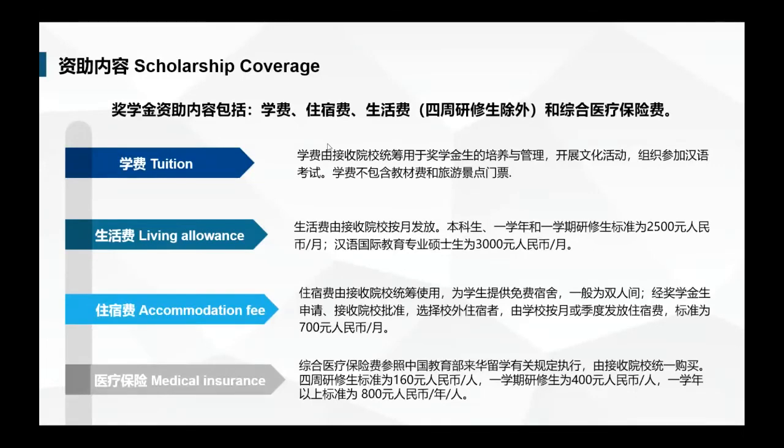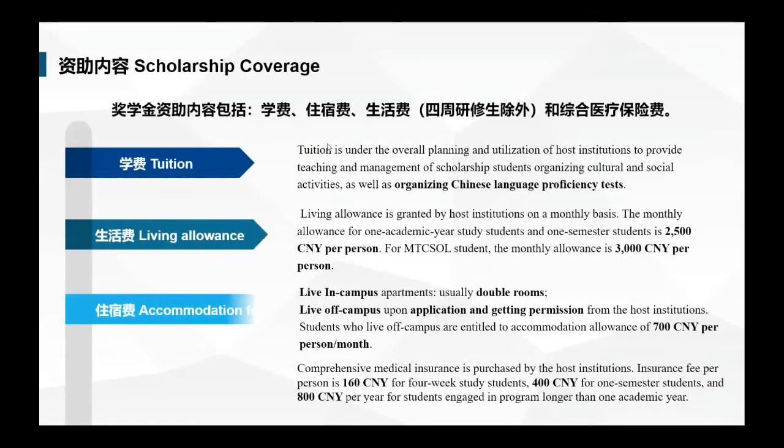Okay, this page is the Chinese version, and the next page will be the English version. Please have a look. The monthly allowance for language students is 2,500 yuan per person. For master student, the monthly allowance is 3,000 yuan per person.